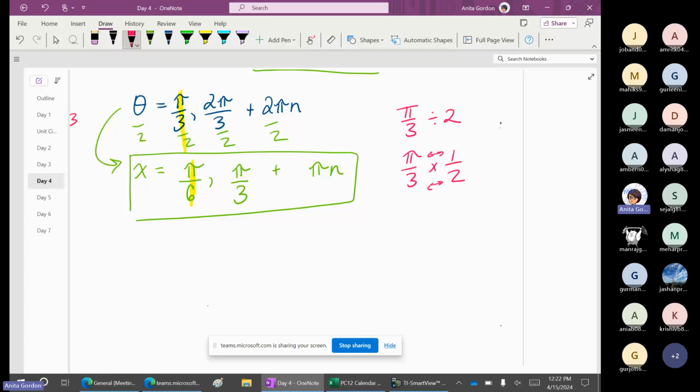Yes? Are we doing plus minus 2 pi n or just plus? Just plus because n could be negative. Okay. So we don't need to do the plus minus, but that's a good question. Yes. Okay. Are we happy with this? All right. The last example is basically the same thing, but it's a calculator question.